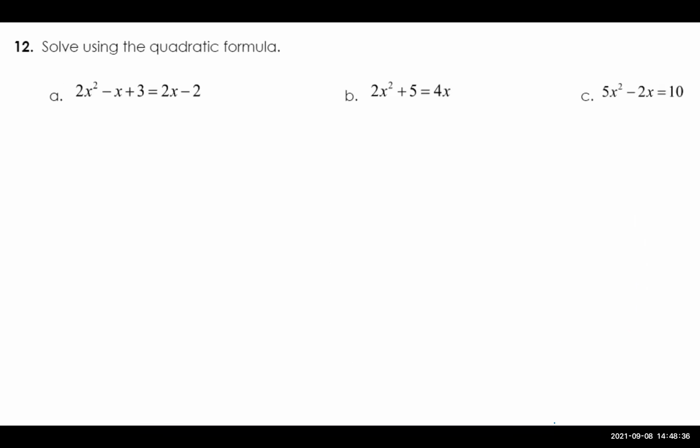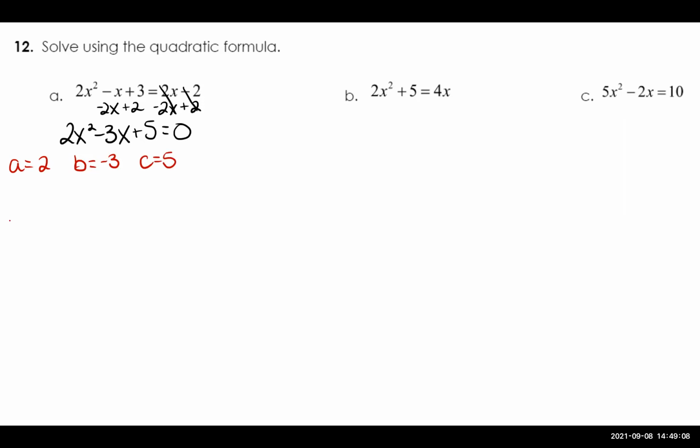Okay, number 12, solve using the quadratic formula. For these, you always want to have it equal to 0 before you begin. So I'm going to start by subtracting 2x and adding 2 to both sides. We have 2x squared minus 3x plus 5 equals 0. So in our quadratic formula, we have a equal to 2, b equal to -3, and c equal to 5.